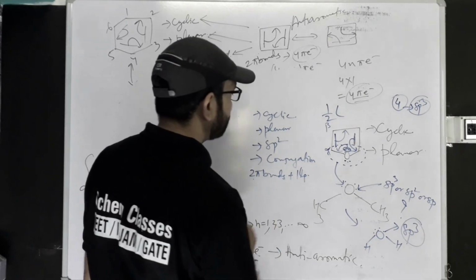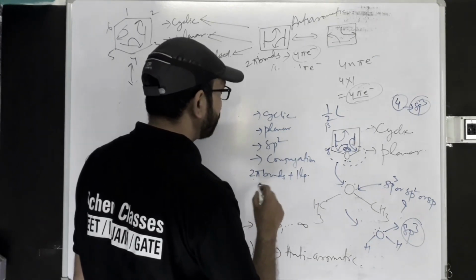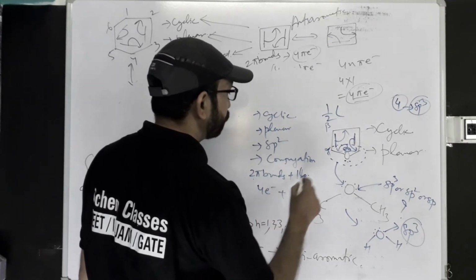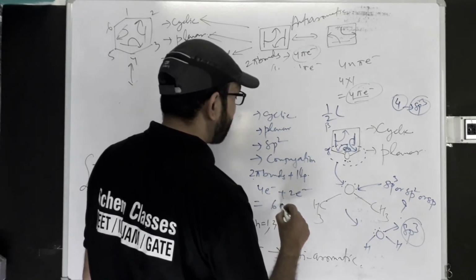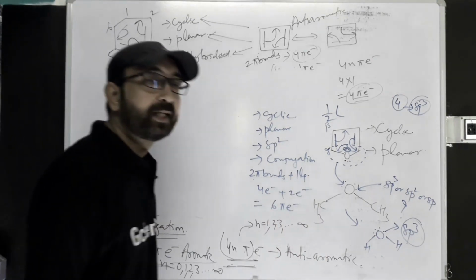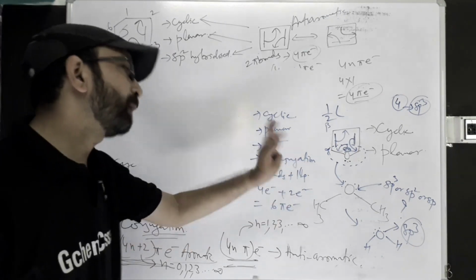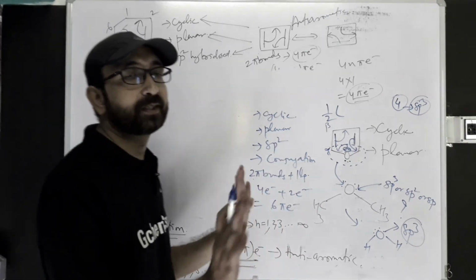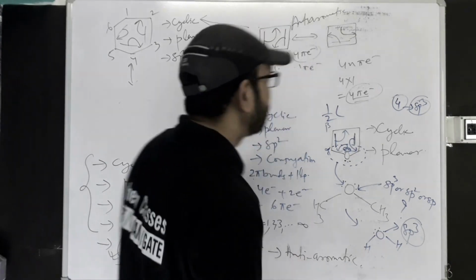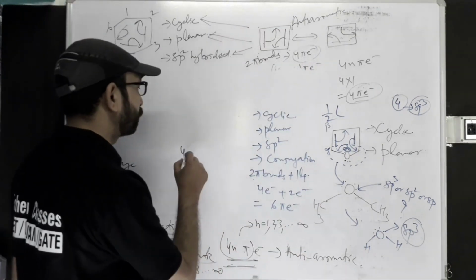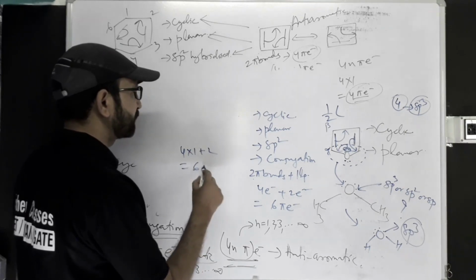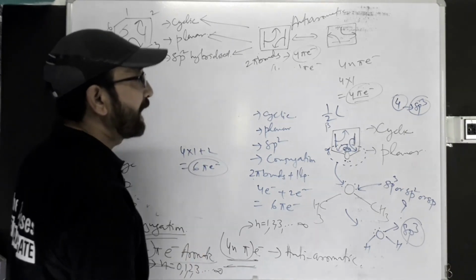So now, 2 pi bonds plus 1 lone pair. How many pi electrons are there? 2 pi bonds contribute 4 electrons and 1 lone pair contributes 2 electrons. So the total is 6 pi electrons. Okay, now you are telling me it's aromatic. Good. It is aromatic because it follows 4 into 1 plus 2, so it will be 6 pi electrons, and it is aromatic.